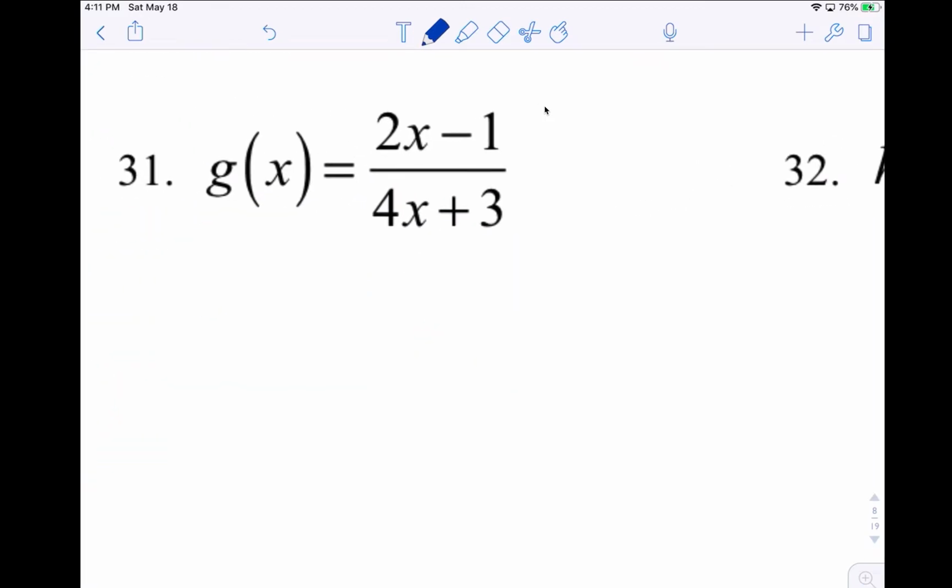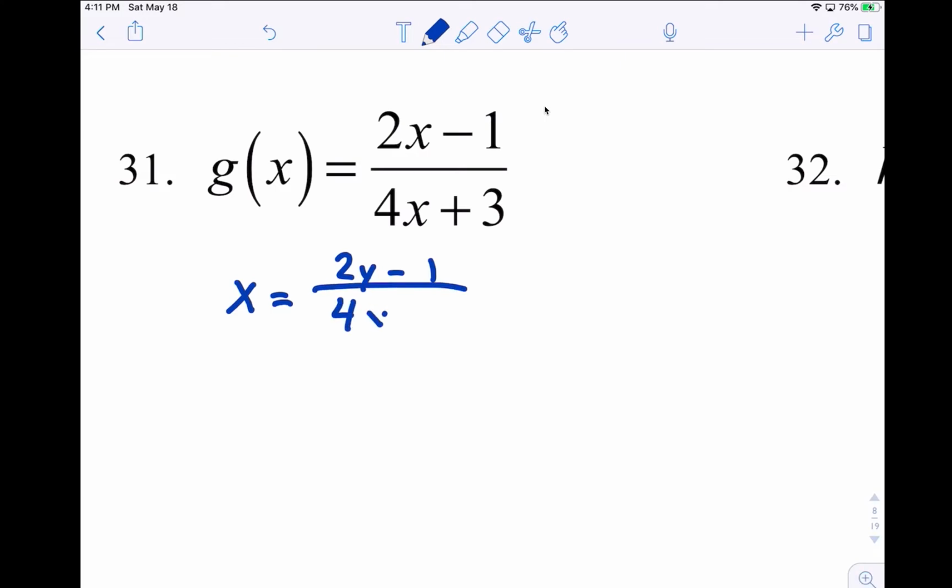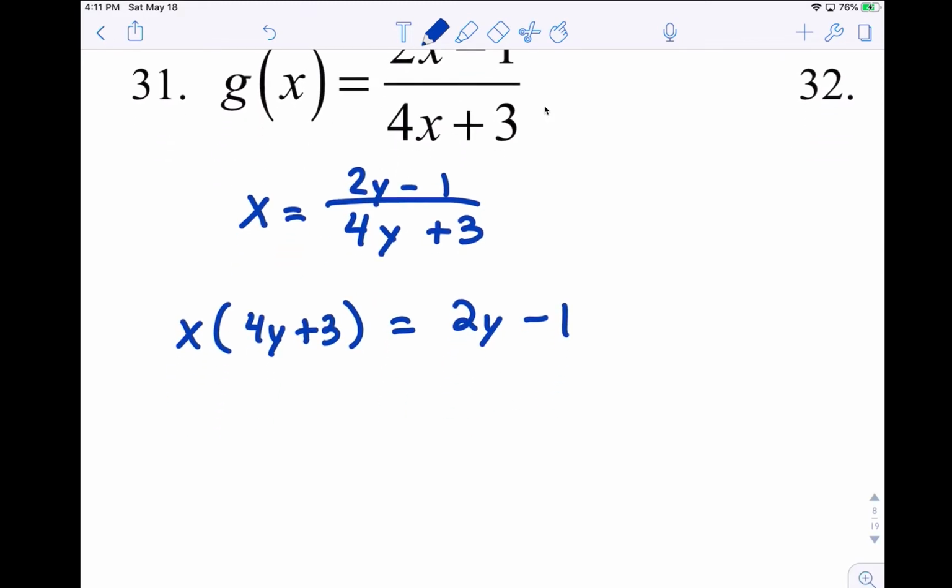Okay. Second one, we got x equals 2y minus 1 over 4y plus 3. The first thing you're going to do is multiply the denominator over to the left side. So you got x times 4y plus 3 equals 2y minus 1. And then you're going to distribute there on the left side. So you got 4xy plus 3x equals 2y minus 1.